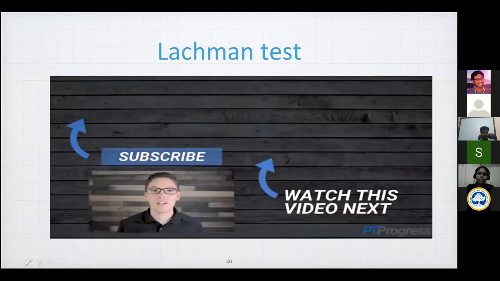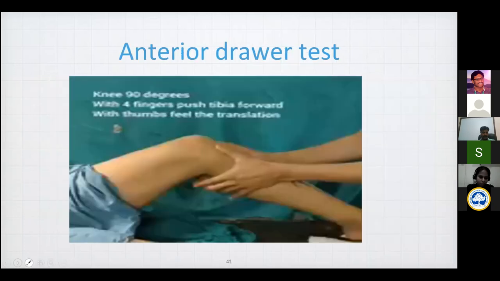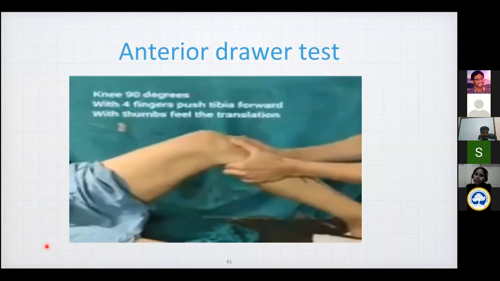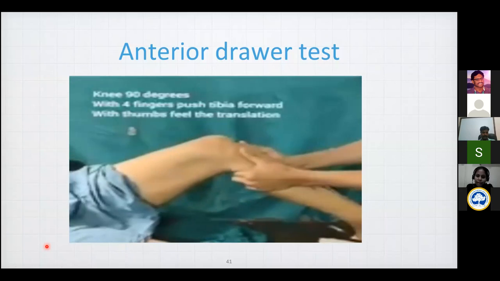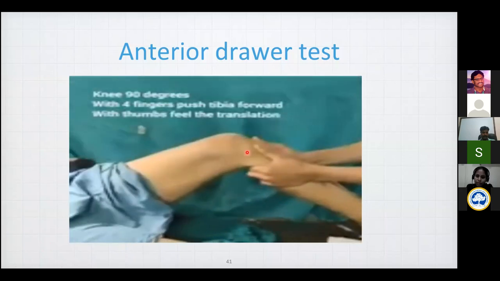Okay, anterior drawer test. So we see a complete rupture in this. The patient is lying supine with knee flexed 90 degrees, and the therapist sits on the foot of the patient to stabilize the extremity, and with the thumb he tries to feel the translation. More than 2 mm of translation is said to have ACL rupture. So we can see it is completely coming out here. This is anterior drawer test.